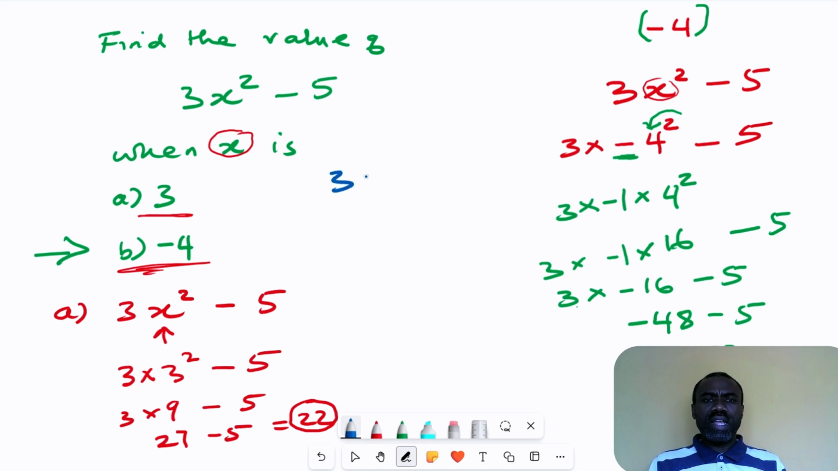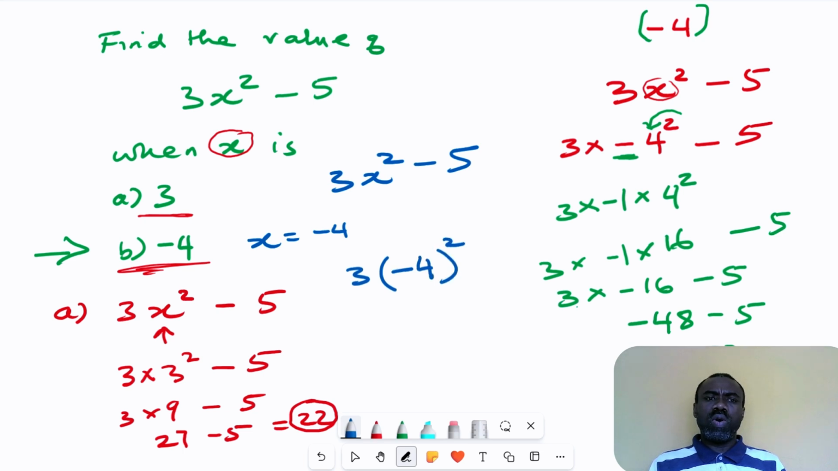So 3s squared minus 5. We are finding the value of this when s is equal to negative 4. So a safe way to solve this is 3, bring your brackets, negative 4 squared, because that is actually what it is. Now, in the place of s, we have negative 4 and then minus 5.